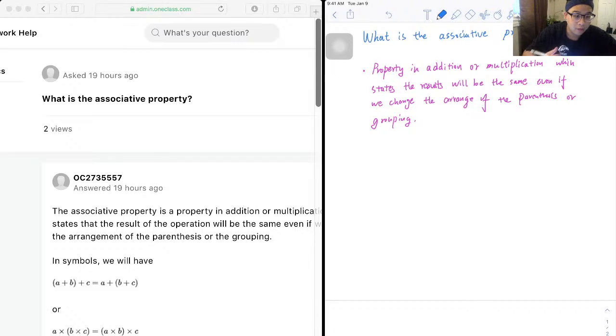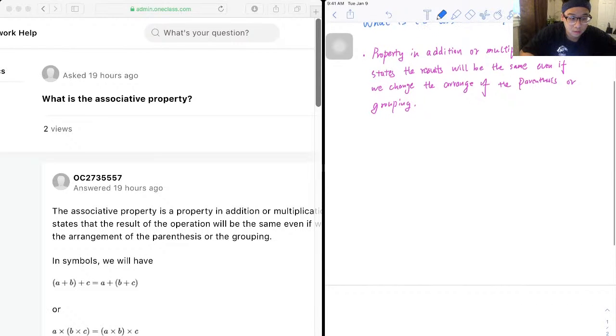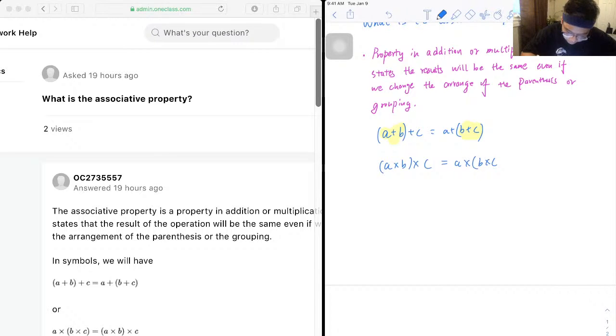And then coming up, we have our formulas, or we see the symbols. So A plus B plus C, if we're grouping the first two, will be the same thing as grouping the last two. So (A plus B) plus C is equal to A plus (B plus C). And also in multiplication, A times B times C is equal to A times B times C with the grouping changed. So it's exactly the same thing.